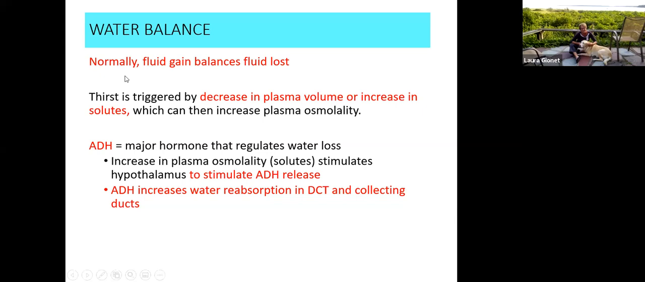Let me come back here and say that normally, fluid gain balances fluid loss. What they mean by that is if you are at a normal hydration level, you can lose some fluid here and there. We gain some fluid from the foods we eat and from metabolic reactions, but we lose fluid in perspiration, respiration, tears, urination, and so forth, and a certain amount of fluid lubricates the feces.